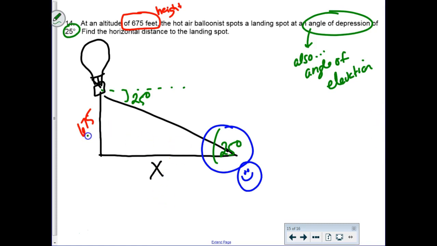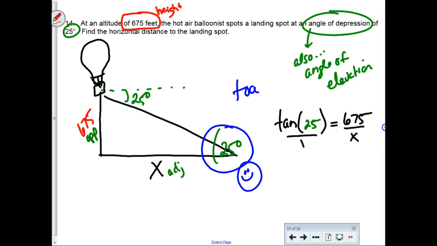So once again, we have an opposite leg from this reference point here, this angle, and we have an adjacent leg. So we have TOA again. So we're going to be setting up tangent of 25 equals 675 over x. Now this one is not as simple as one step on your calculator. When you cross multiply, you're going to get x times the tangent of 25 equals 675. And then to solve for x, we're going to have to divide this tangent of 25 over to the other side.